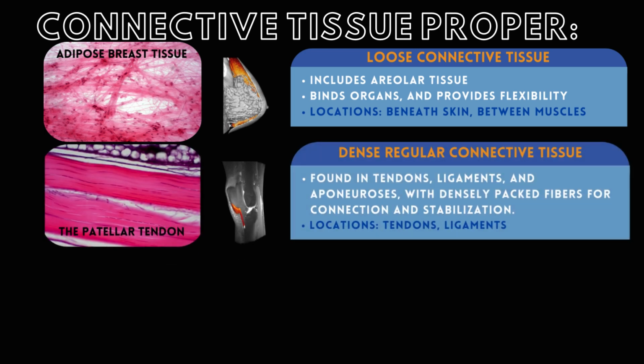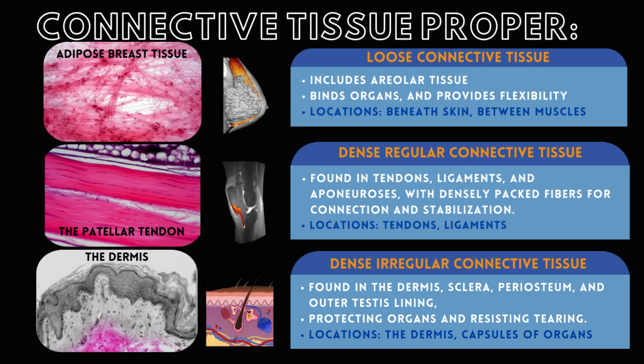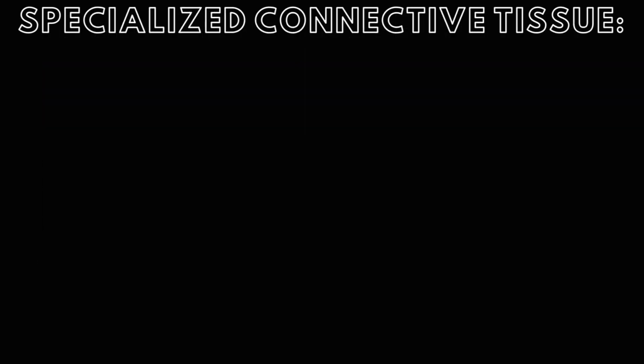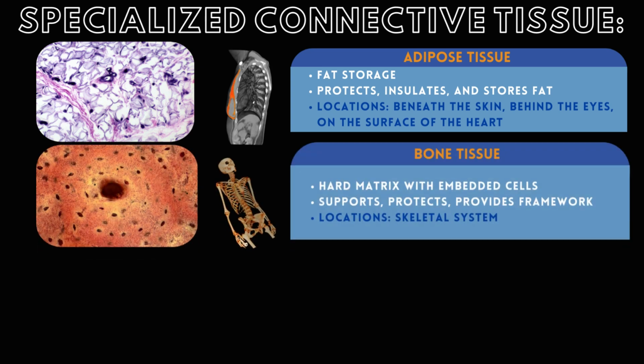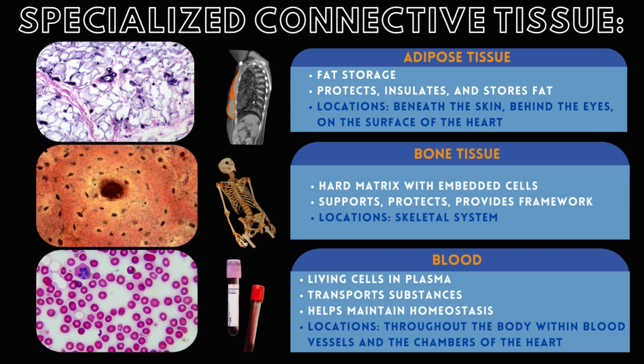Dense, regular connective tissue, found in tendons, ligaments, and aponeuroses, with densely packed fibers for connection and stabilization. Dense, irregular connective tissue, found in the dermis, sclera, periosteum, and outer testes lining, protecting organs and resisting tearing. Specialized connective tissue: adipose tissue, fat storage; bone tissue, hard matrix with embedded cells; blood, living cells in plasma.